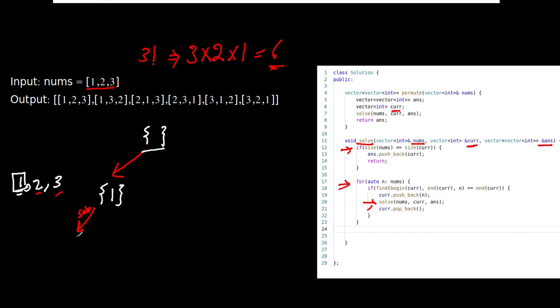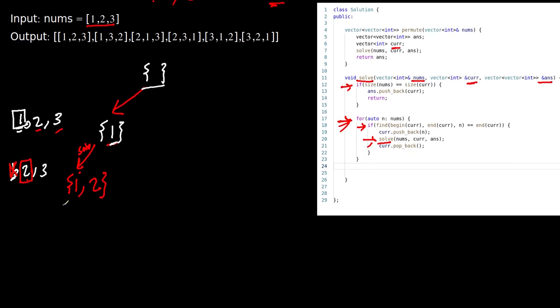Now again, after we call solve with current equal 1, we need to iterate over all numbers 1, 2 and 3. Now does 1 exist in the current? Yes. In this case, if it exists, this condition will not apply, so we don't do anything with 1. 2 does not exist in the current vector, so we push it, so it becomes 1 and 2, and after push we call solve again. So we will return back later on to 3.